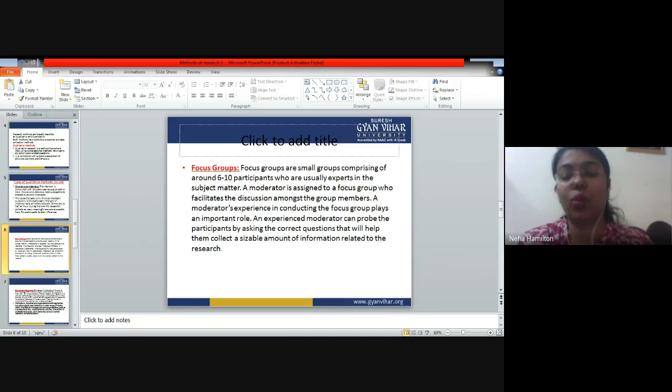You know who a moderator is? A moderator is somebody who takes care of a particular thing. He takes care of a particular group discussion. A moderator's experience in conducting the focus group plays an important part. An experienced moderator can probe the participants by asking the correct questions that will help them collect a sizable amount of information related to the research. So in a focus group, we are only concentrating on the 6 to 10 participants who are actually taking part in the research.